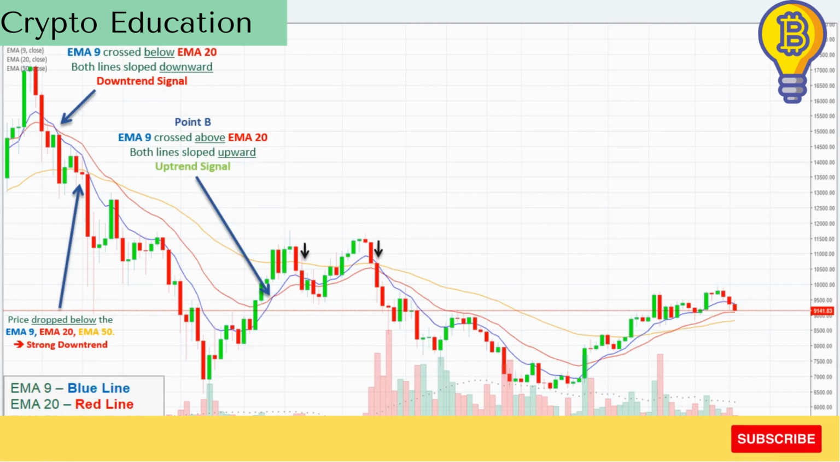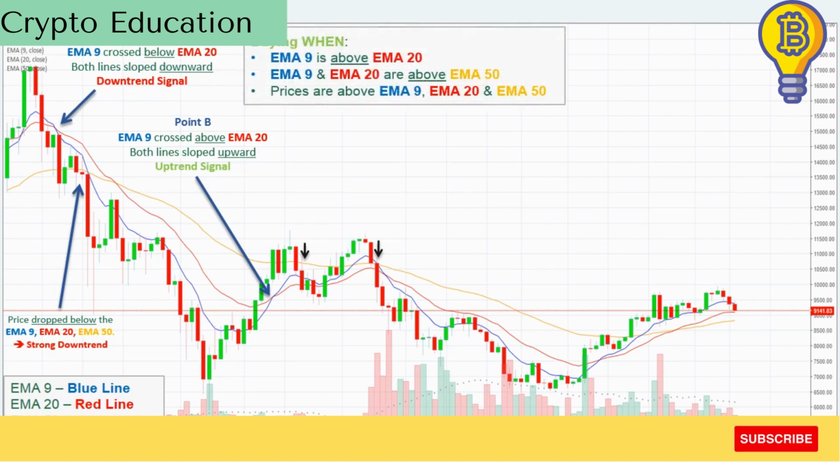Okay, here's a quick note. When you make a trade, besides identifying the uptrend signal that you've learned, I want you to keep 3 more important things in mind. For the uptrend signal to be stronger, in this case your risk will be lower, first we want the blue line or the EMA 9 to be above the red line or the EMA 20. And second, these two lines should be above the EMA 50 as well. And the uptrend signal will be much stronger when prices are above these moving averages.